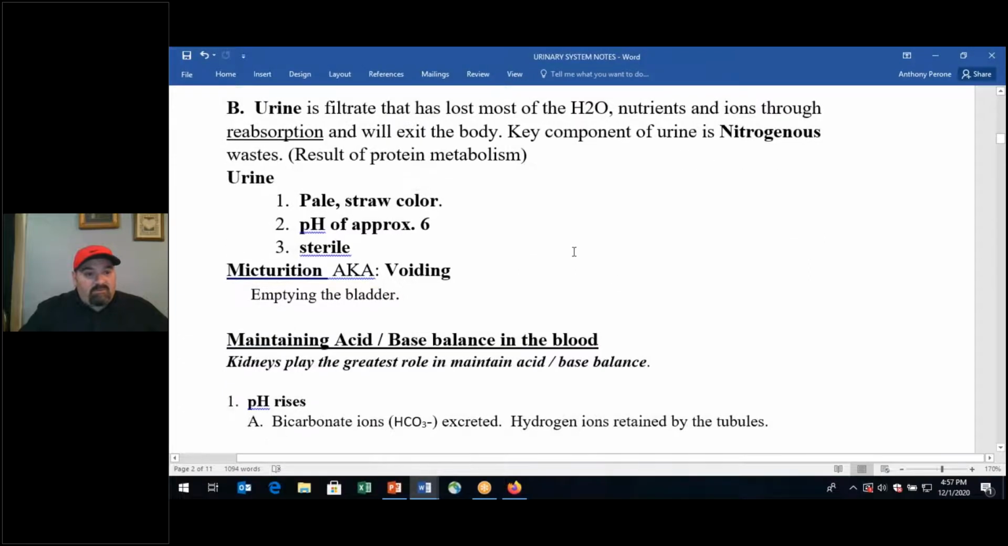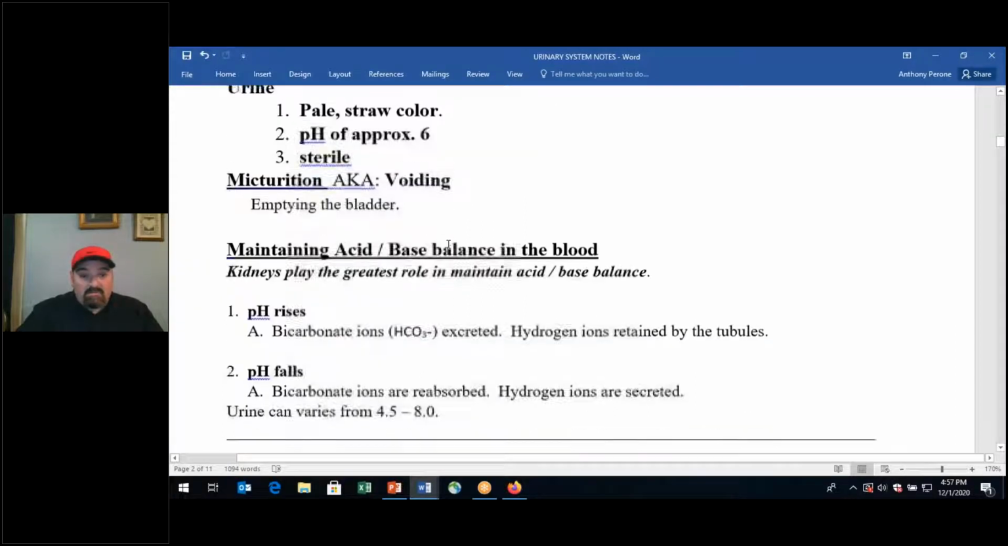We talked about and reviewed before the color of urine, right? A pale straw type color, slightly acidic, right? 6 is a pH of below 7. 7 is neutral. Below 7 would be acidic. We talked about it's sterile, so there should not be any bacteria present. If there is, then that means there's some type of infection going on, right? Could be a UTI, could also be a kidney infection, right? So we don't really want to see any bacteria present within the urine.